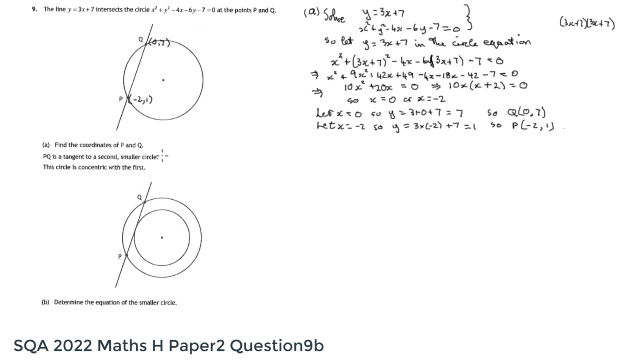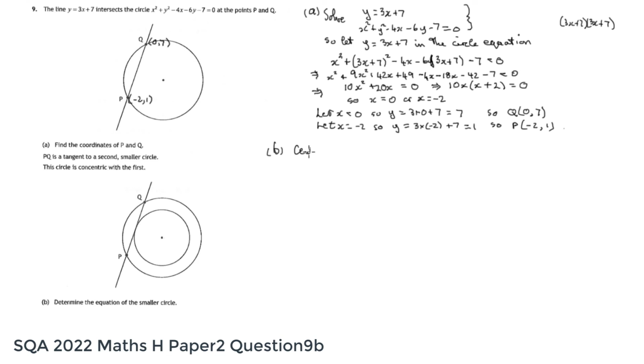What are we asked in part B? We're told that this line, the one we were dealing with here, is a tangent to a second smaller circle which is concentric. It has the same centre as this original circle did, and we have to determine the equation of the smaller circle. Now let's remind ourselves of equations of circles.